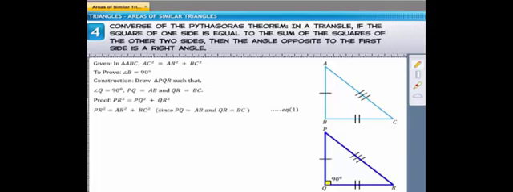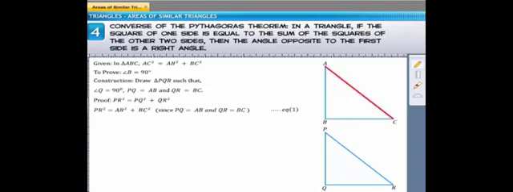By the Pythagoras theorem, in triangle PQR, PR square is equal to PQ square plus QR square. This is because angle Q is equal to 90 degrees. By construction, we know that the corresponding sides of triangles ABC and PQR are equal. Thus, PR square is also equal to AB square plus BC square. Let's assign this as observation 1.